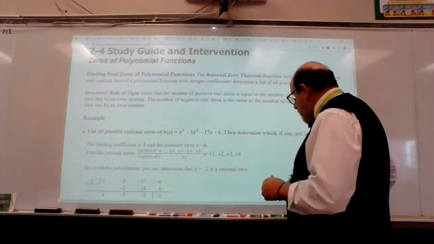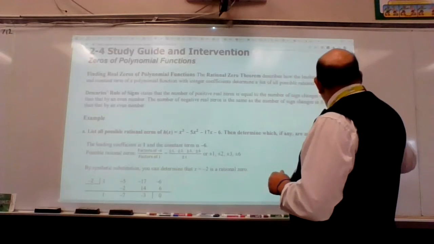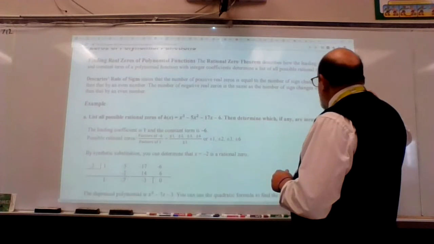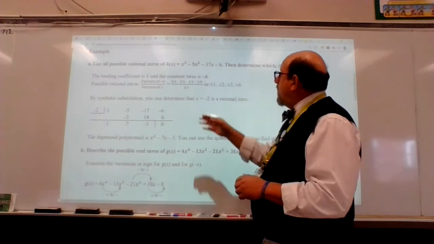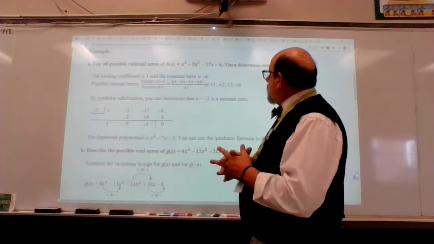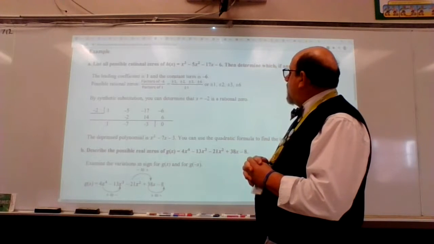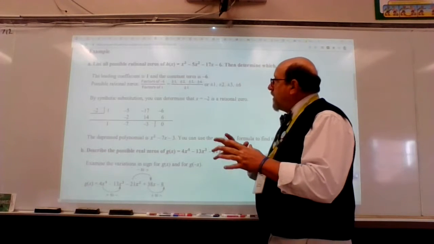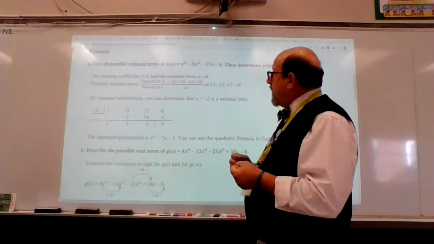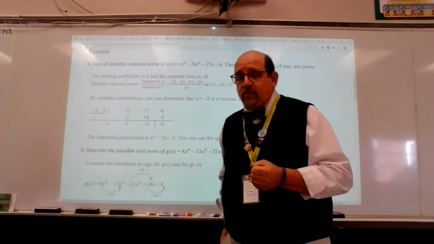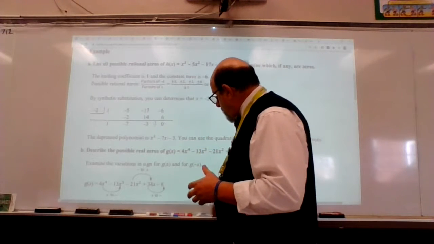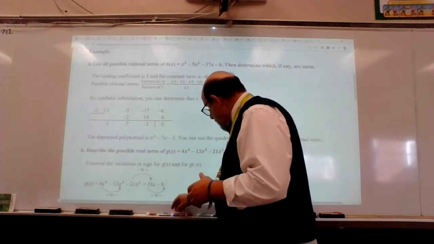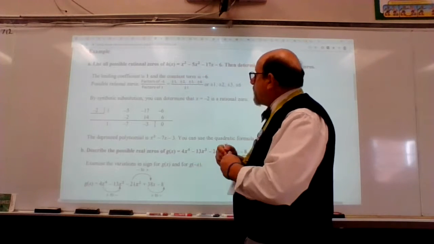The first example is right here. I'll move it up a little bit. We have the following function: h of x is x cubed minus 5x squared minus 17x minus 6. We're going to determine what's happening there and what the possible factors are using these two theorems and the rule of signs.